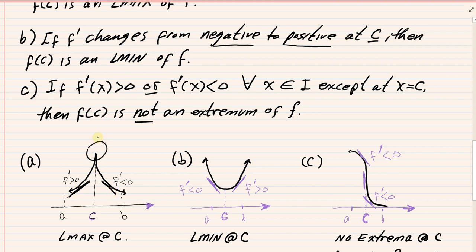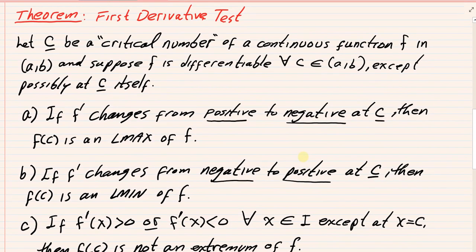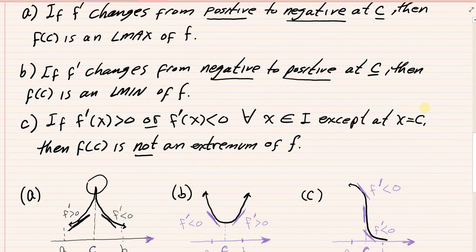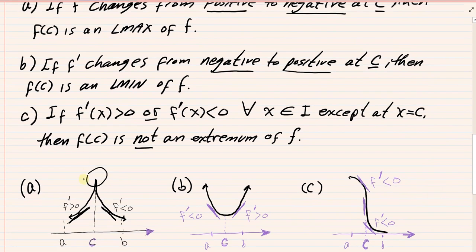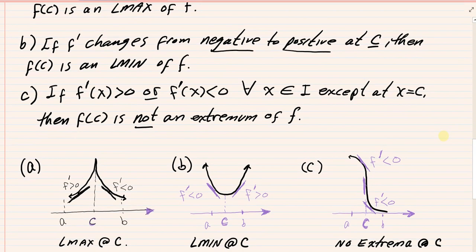And notice the definition set up here: c is a critical number and the function is differentiable everywhere except possibly at c. In the example I've made here, the derivative does not exist at c. I made an example where it matches the definition. So at c, the slope of a tangent is undefined. However, it is a local max at that point because the slope transitions from positive to negative.